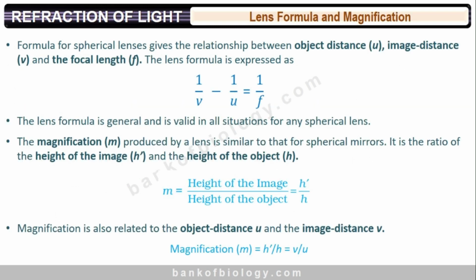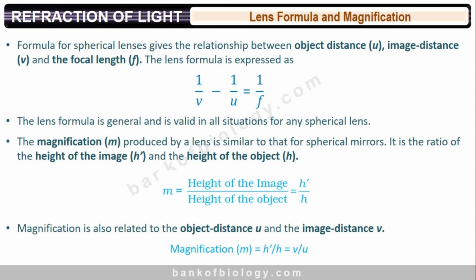The formula for spherical lenses gives the relationship between object distance u, image distance v and focal length f. The lens formula is expressed as 1/v minus 1/u equals 1/f. The lens formula is general and is valid in all situations for a spherical lens.